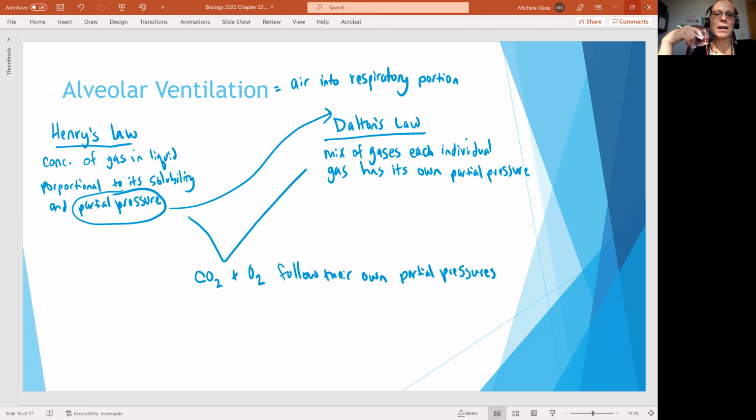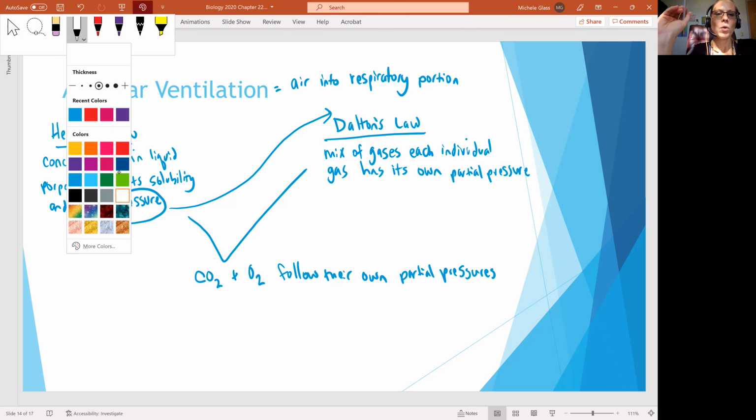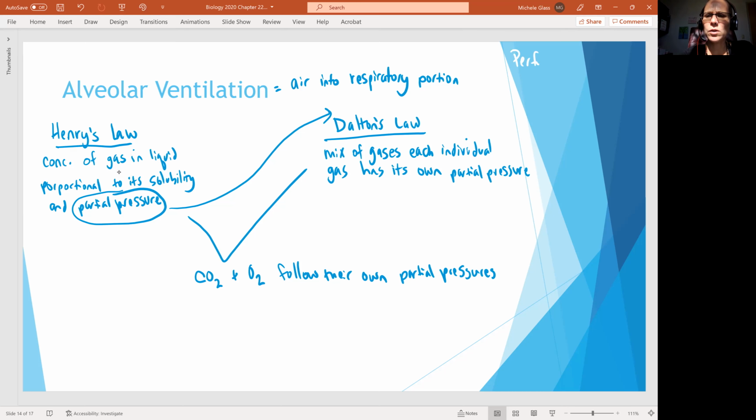When we talk about the alveolar ventilation, we'll see that there's really two factors that are affecting this. So one factor is perfusion. We defined perfusion before as the flow of blood. And here we're talking about the flow of blood in that pulmonary capillary bed.